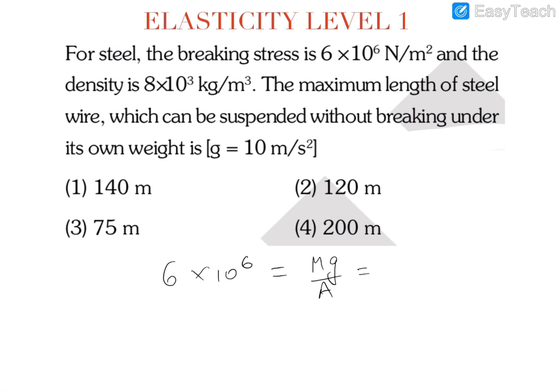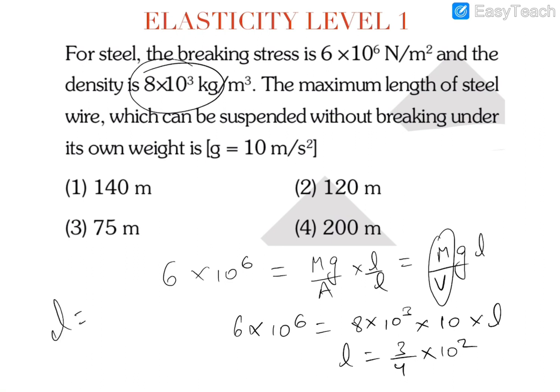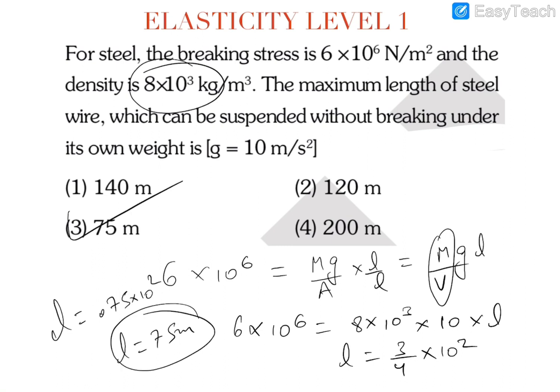Now this is mass upon area, and if we multiply both sides with length, then it becomes mgL by volume. A into L is volume, and mass per unit volume is given as density. So 6 into 10 raised to power 6 is equal to 8 into 10 raised to power 3 into g, which is 10, into this length L. So L is equal to 3 by 4 into 10 raised to power 2. You can see that. So L is equal to 0.75 into 10 raised to power 2. So L is 75 meters. So the correct answer is option number 3. Now we move on to the next question.